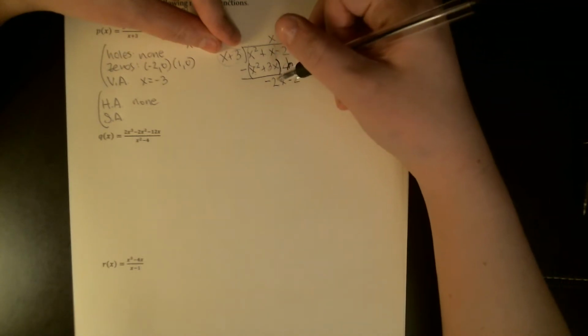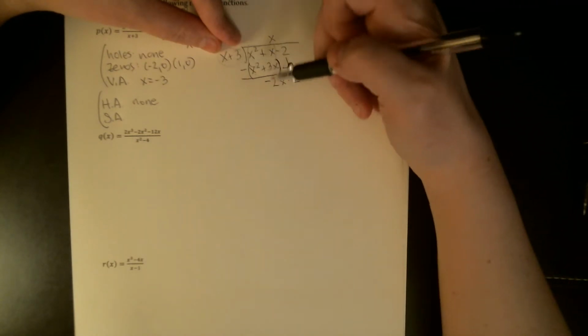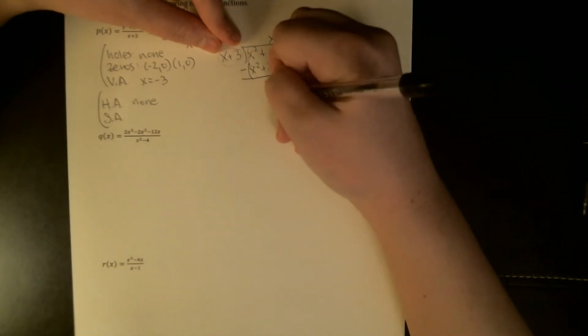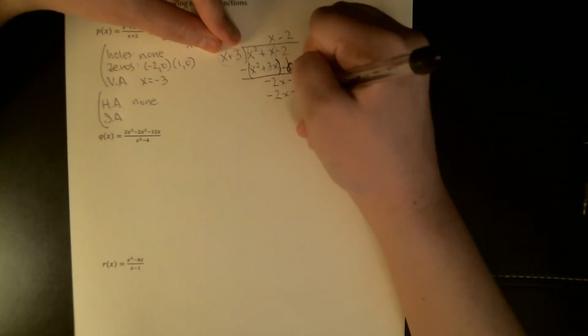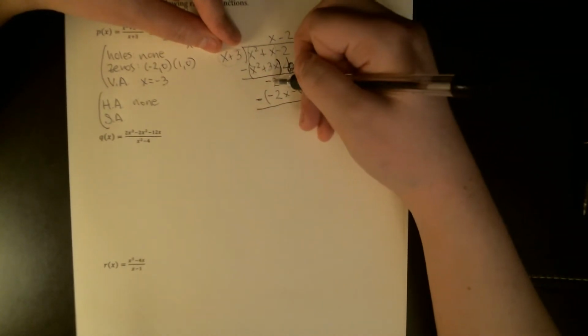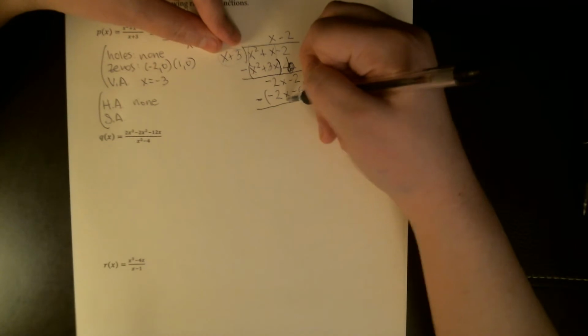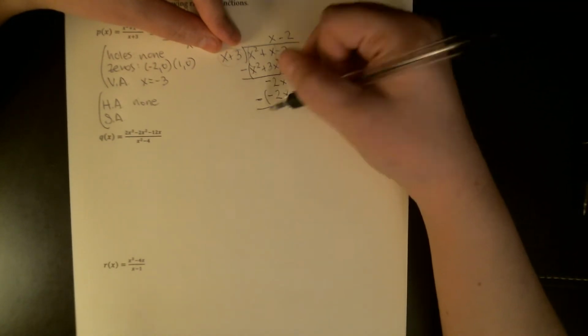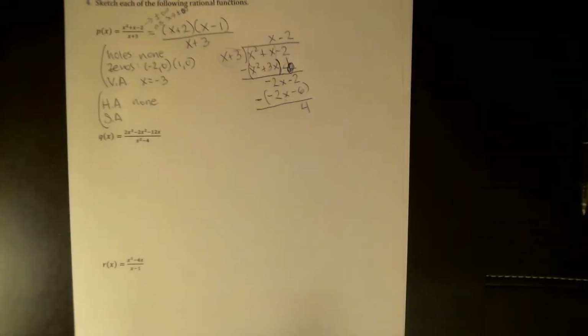So now the question is, what do I have to multiply x by to get a -2x? And the answer is -2. And once again, you have to do it to the whole thing. So you get a -2x minus 6. And then you subtract, again, subtract the whole thing. So -2x plus 2x goes away. That's a good sign. If that first one doesn't go away, you've done something wrong. -2 plus 6 is +4.